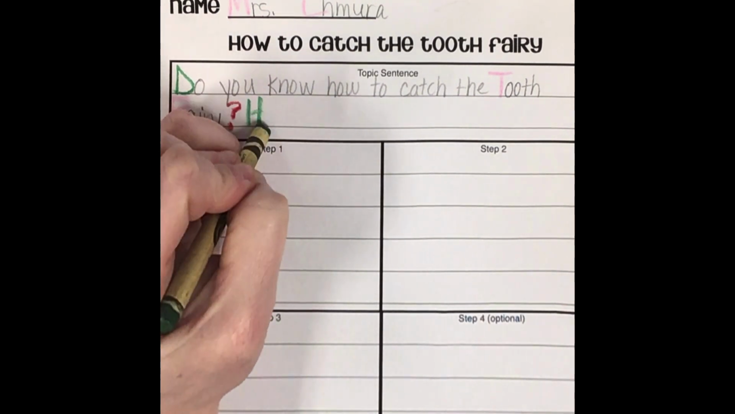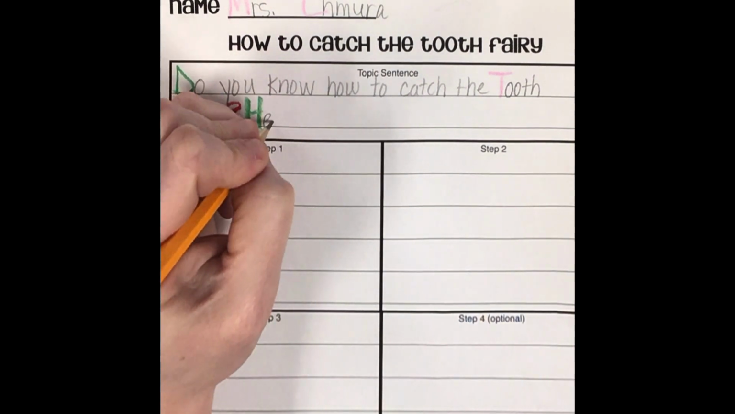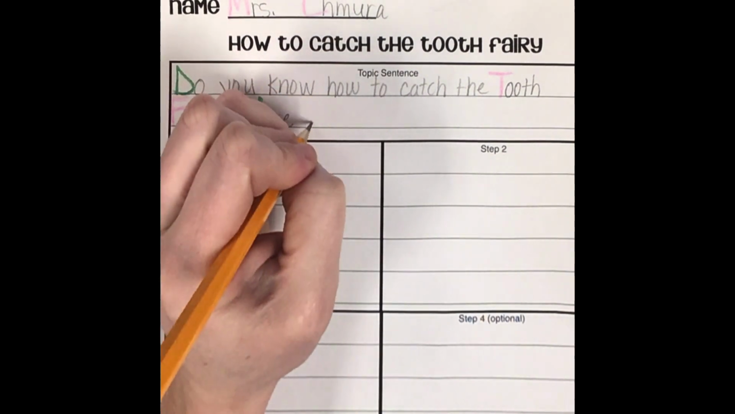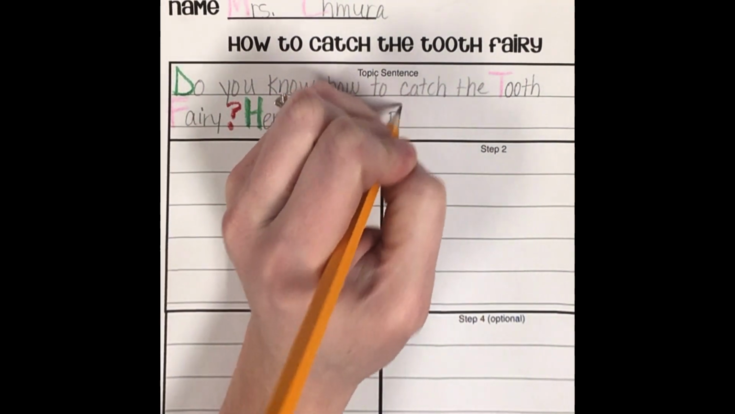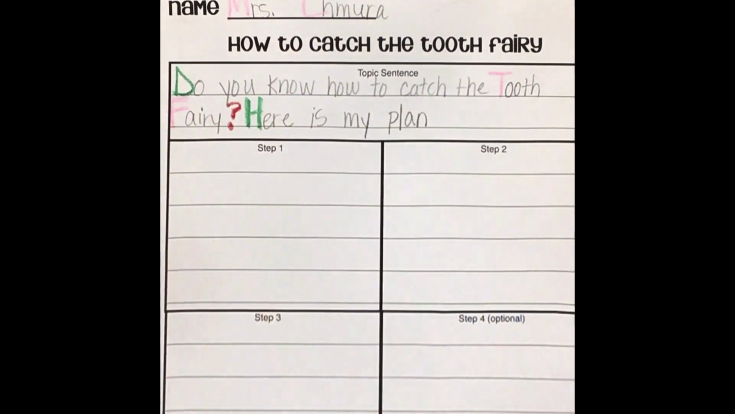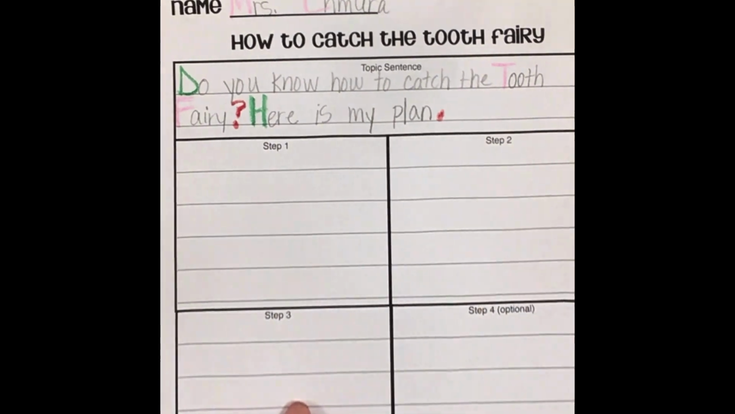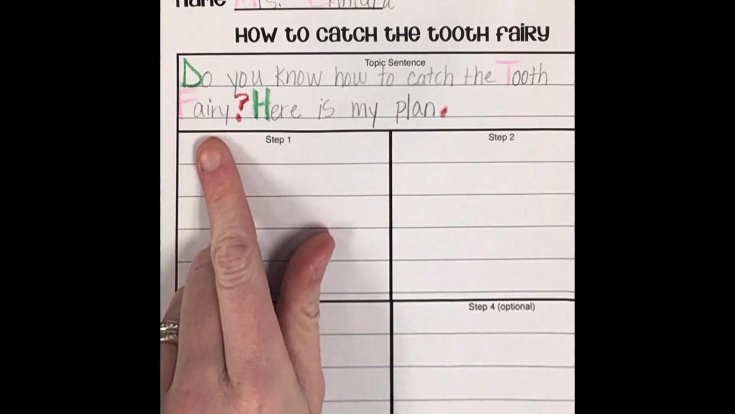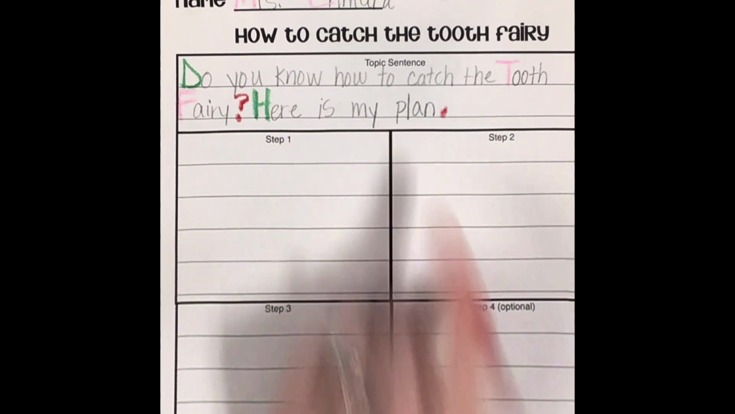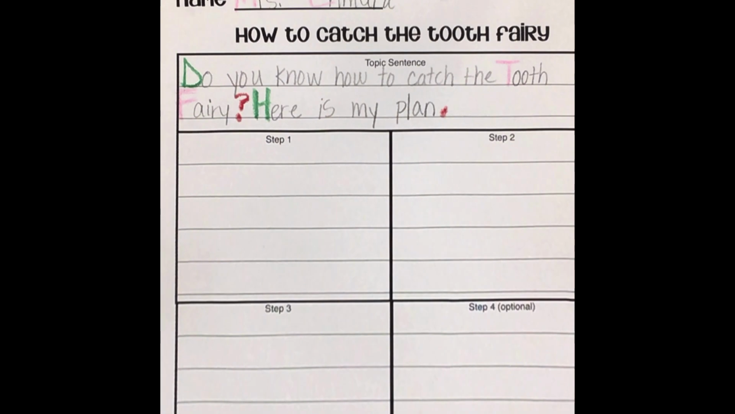Do you know how to catch the tooth fairy? I'm starting my second sentence with an uppercase letter. Here is a sight word. Here is my plan. And I'm ending my sentence with a period. I'm going to reread my work to see if it makes sense. Do you know how to catch the tooth fairy? Here is my plan. That makes sense. That is all I am doing today, writers.